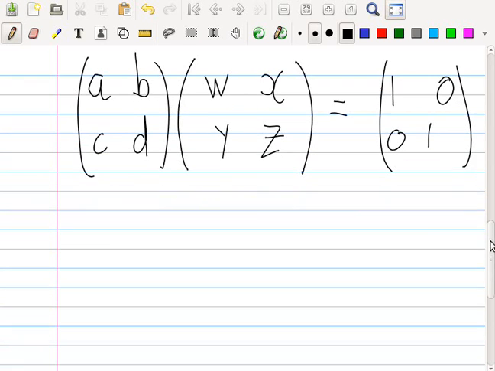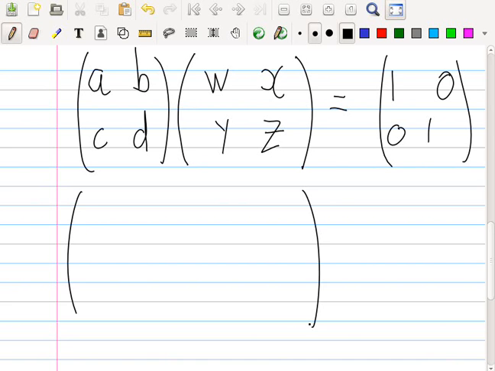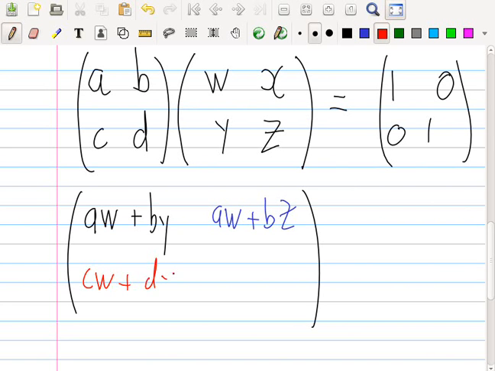Okay, let's multiply the left here and see what we get. So I get AW plus BY. And then here, AX plus BZ. CW plus DY, and then finally CX plus sorry, which one?